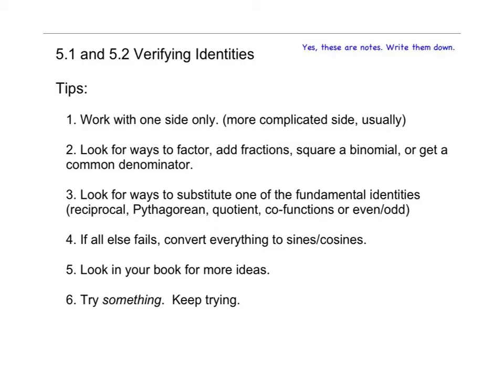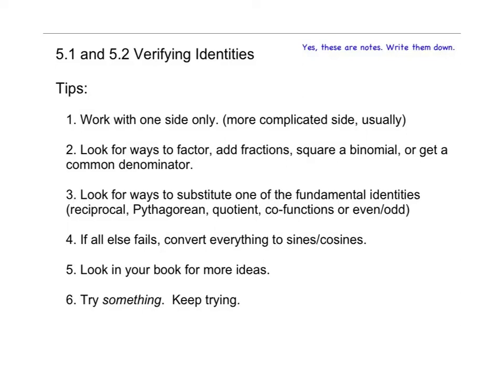Okay, this is the video for the third day of fundamental identities. We've been working with the identities, the quotient, the reciprocal, the Pythagorean, and there are some other techniques for verifying an identity. Here are some tips. When you're verifying an identity, you're going to work with one side only, the more complicated side usually. We've done this before. We're going to look for ways to factor, add fractions, square a binomial, or get a common denominator, and that's what we're going over in this video.